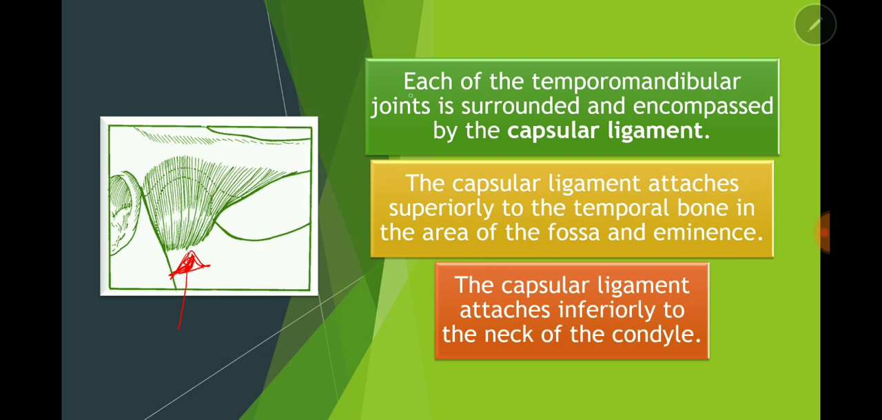Each temporomandibular joint is surrounded and encompassed by the capsular ligament. The capsular ligament attaches superiorly to the temporal bone in the area of the fossa and eminence. The capsular ligament attaches inferiorly to the neck of the condyle. So make sure you know where the capsular ligament attaches.